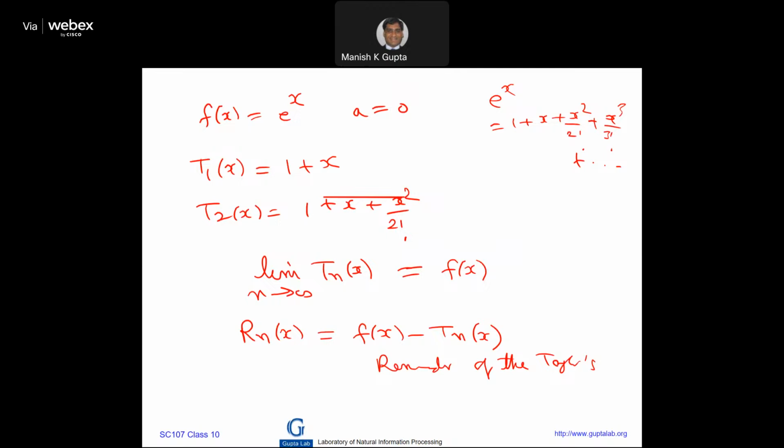So there are different ways you can find this remainder. There are three forms which are popular in the literature. I will just mention them, but I will only look at one of them, right? I don't want to do too much.